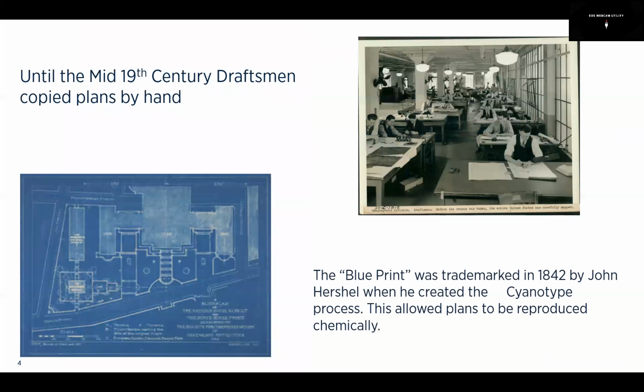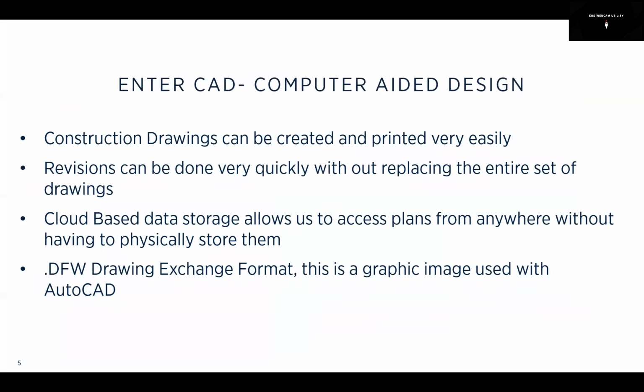I wish I had the original. Anyway, until the mid-19th century, draftsmen copied plans by hand. You can imagine how expensive that was and how time-consuming. The blueprint was trademarked in 1842 by John Herschel when he created the cyanotype process, I'm not sure if I'm even saying it right. This allowed plans to be reproduced chemically. Huge game changer. It saved money and time, but we didn't stop there.